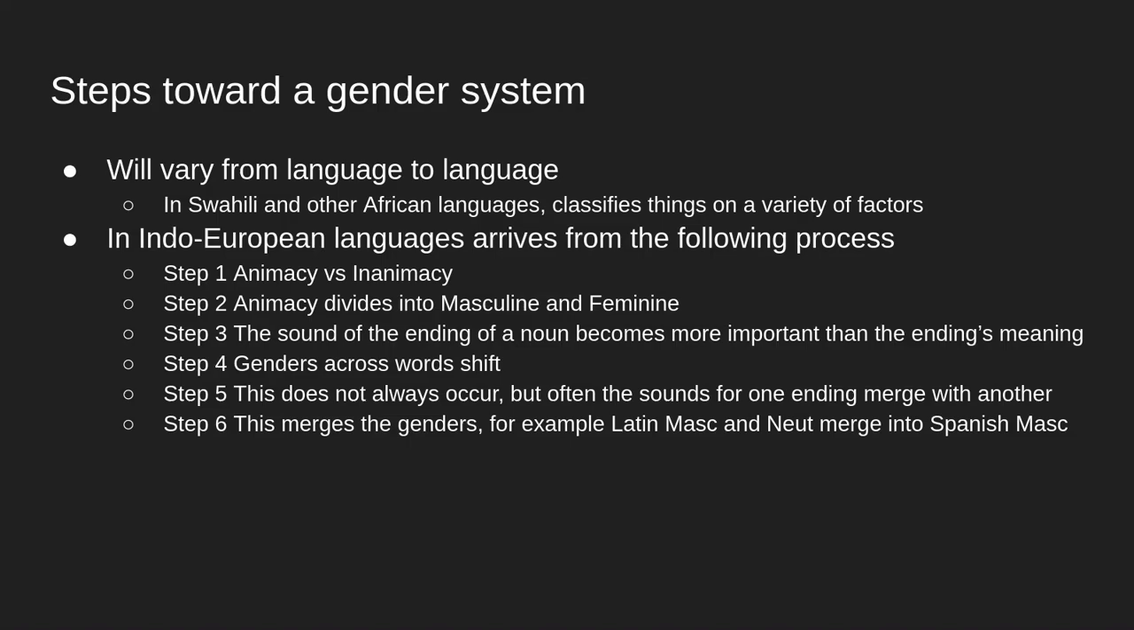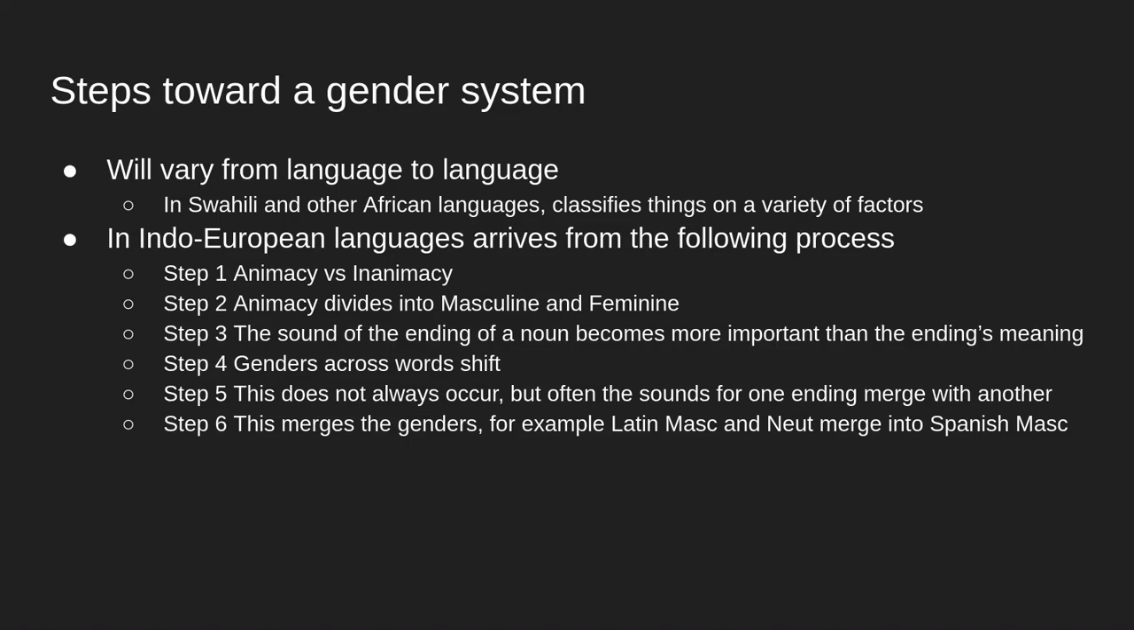So how does a language arrive to a gender system like that in Spanish? Well, it'll vary from language to language. In Swahili and other African languages, they usually classify things on a variety of factors. So if you remember, gender is a categorization system. It does not mean male or female literally. In Swahili, for example, there's an animal gender and a plant gender and a spirits gender and I think there's a people gender too. And it changes. There's also a foreign word gender. So it depends.